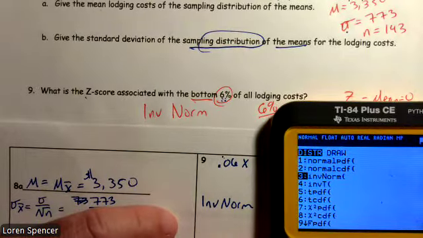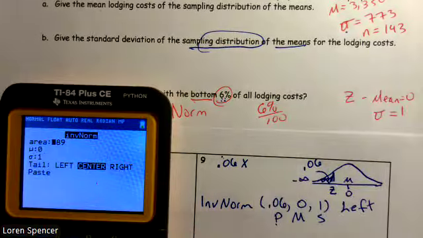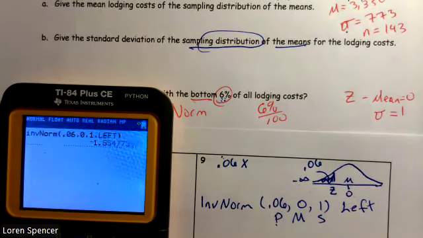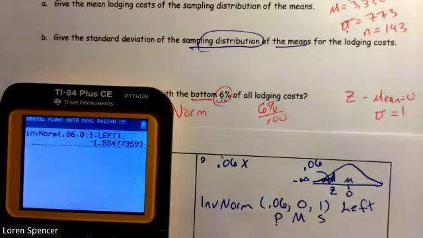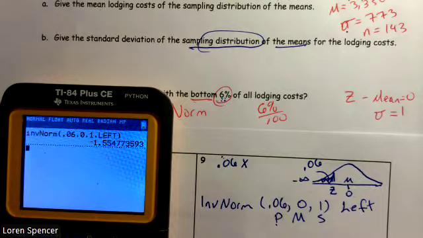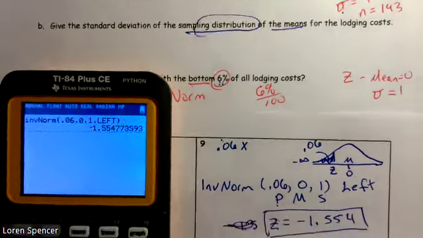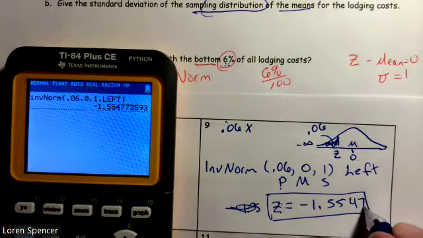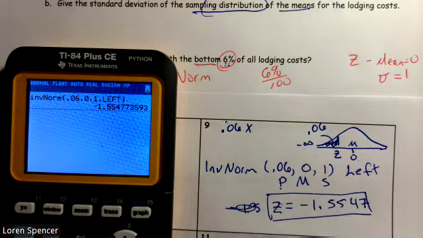Second VARS, inverse norm, 0.06, mean is 0, standard deviation 1. There's my left. And we end up getting, not a probability, this is a z-score, a z equal to negative 1.554. Once again, if it's in blue, you need it. Z equals negative 1.5547 because we're truncating at 4 places.